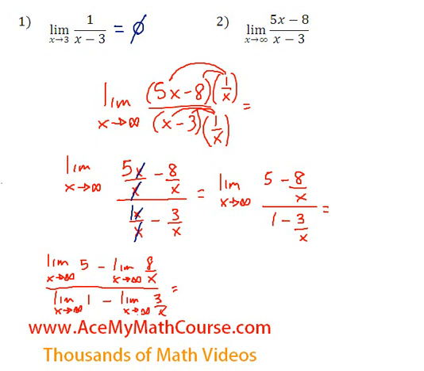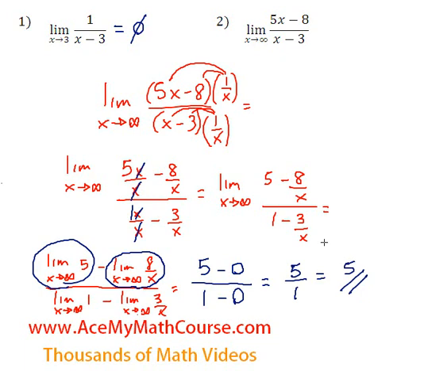Okay, so now let's take a look at this. What is the limit as x approaches infinity of 5? That's just 5. Now, the limit as x approaches infinity of 8 over x is just 0. Every time that we have a limit as x approaches infinity or negative infinity of a constant over x or x squared or x cubed, we're just going to have 0. Now, the limit as x approaches infinity of 1 is just 1. And just like the top one, the limit as x approaches infinity of 3 over x is just 0 as well. So we end up with 5 over 1, which is equal to 5. That's it. And we're done with questions 1 and 2.